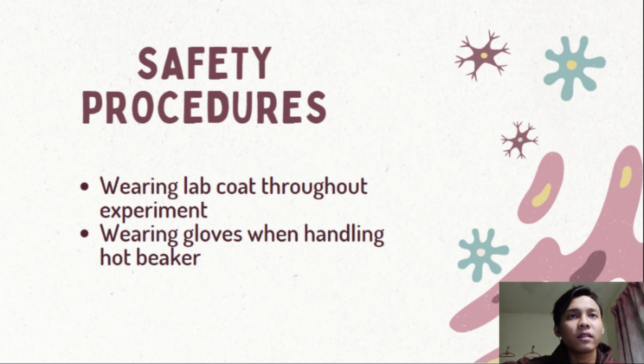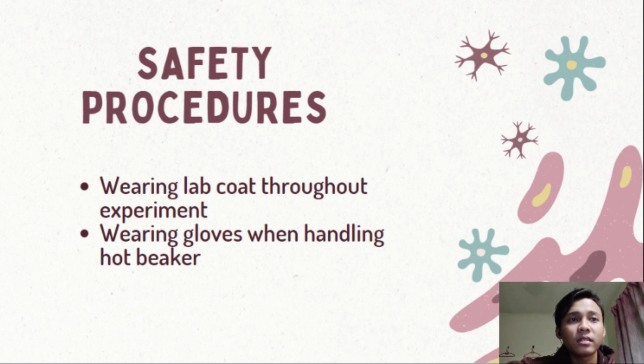I will present about safety procedures, discussion, conclusion and references in this lab report for Experiment 4, the application of first and second law of thermodynamics. The first one is safety procedures. These are the procedures that we followed throughout the experiment in order to avoid any unintended accident. We wear a lab coat throughout the experiment, and we also wear gloves when handling the hot beaker in order to avoid direct contact of our skin with the heat.